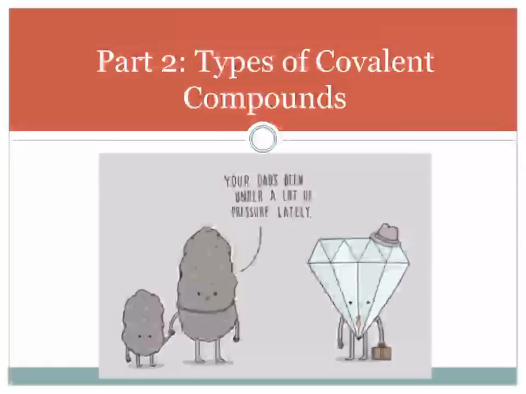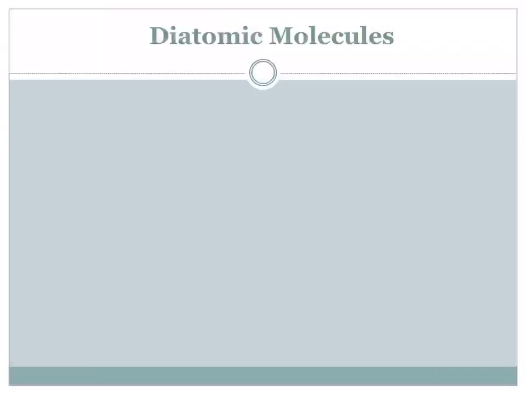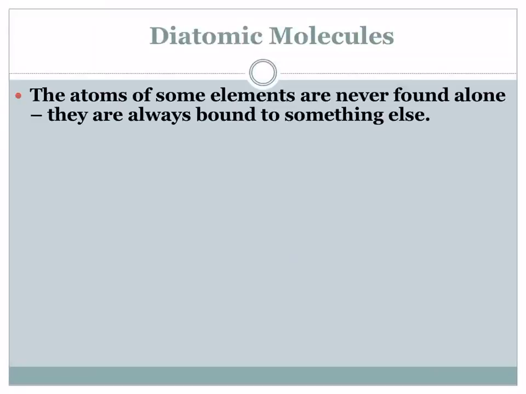So this is part 2 of covalent compounds, and we're going to talk about the different types of covalent compounds. The first type we're going to talk about are diatomic molecules. So these are atoms of some elements that are never found alone. That means they're always bound to something else.